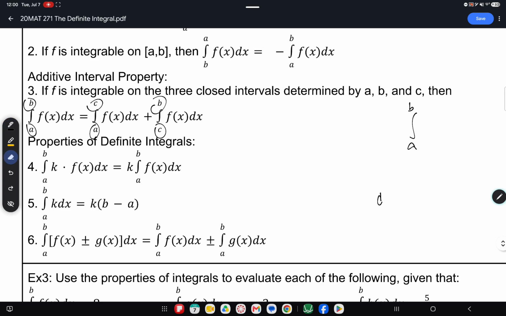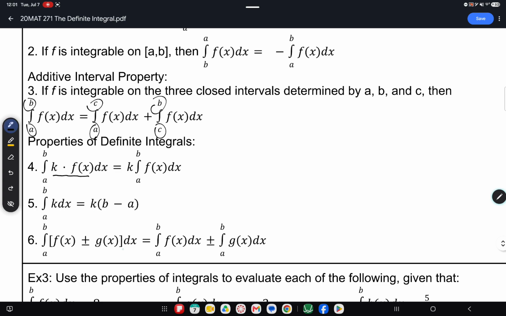And then here are some more properties. If we have a constant that's being multiplied, like if I had 2x, I could break that up into 2 and an integral of x. Sometimes it makes it easier. If I have just a constant, then I can pull the constant out, and then I just multiply by the difference of b and a. And this idea will show up here in a little bit. Okay.